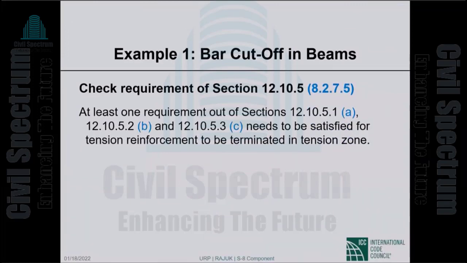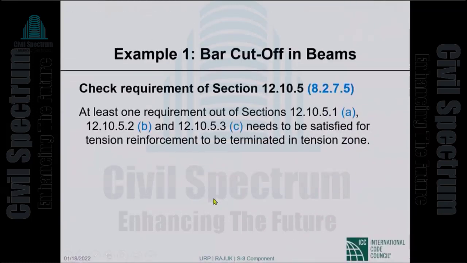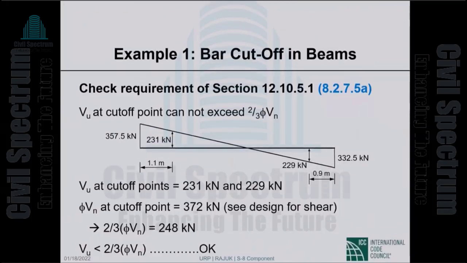Okay, check at least one requirement out of, so we are terminating the bars, the positive bars in a tension zone. Okay? The bars are still in tension. So at least one requirement of, remember there were one of three requirements had to be met if we wanted to terminate bars in a tension zone. So that's what we are checking now.